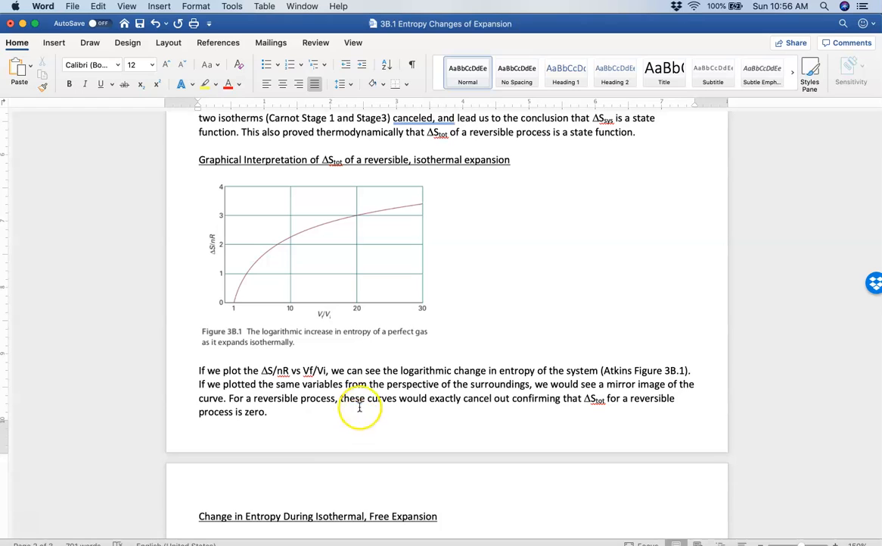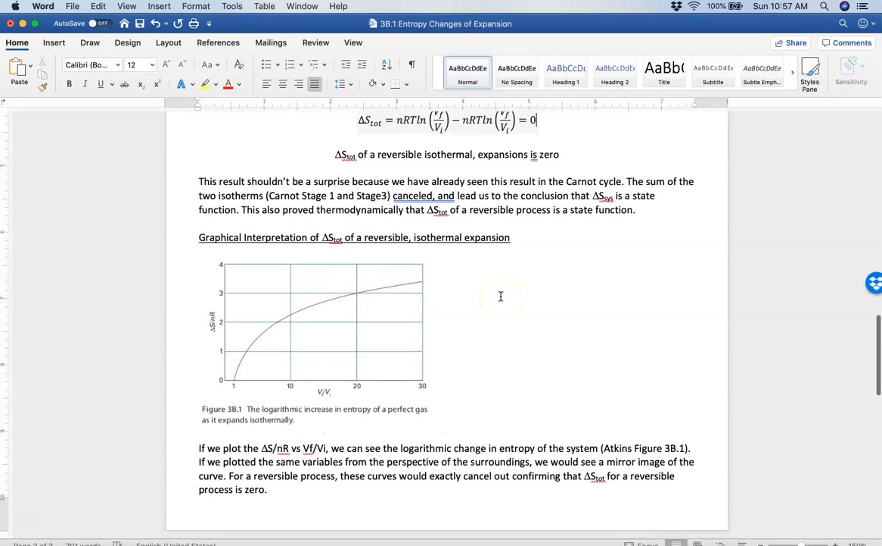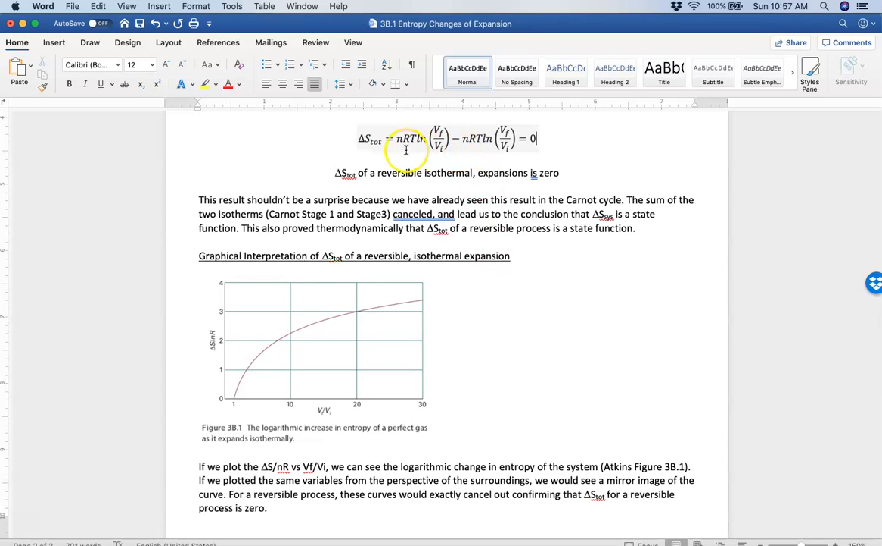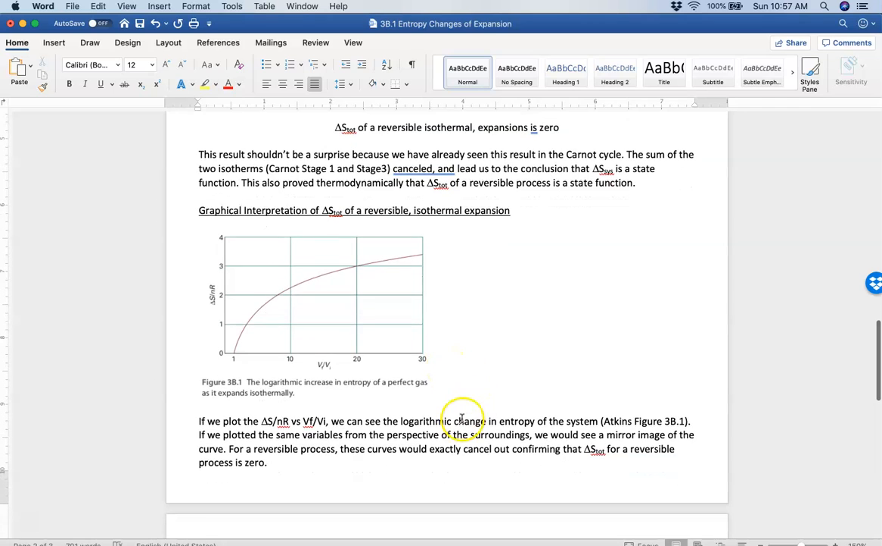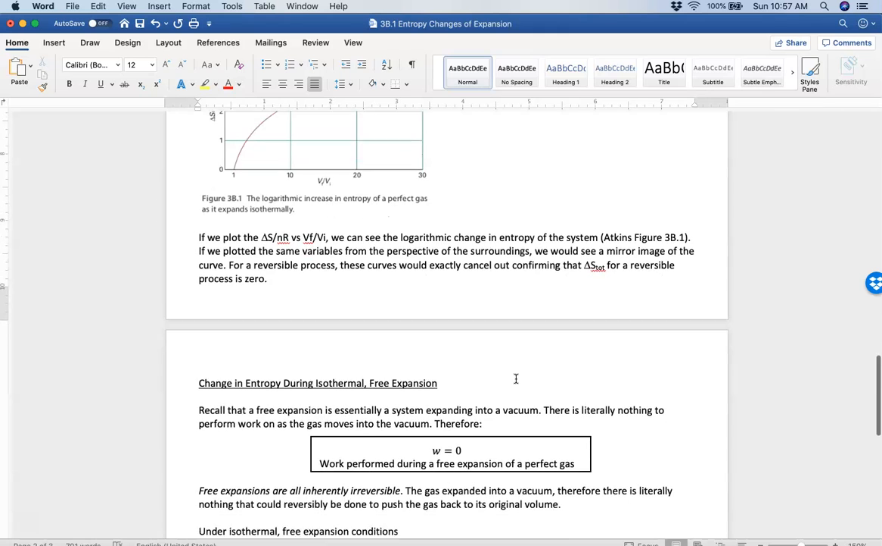So if we plot the same variables from the perspective of the surroundings, though, so this is not on the graph, but we can imagine this, you would see a mirror image of the curve. So it would basically start up here, and you'd see a mirror image of the curve. If you added those two curves together, well, they would cancel out, and it's exactly what we're seeing in this equation up here. So both using the equation and using graphically, we can see that for a reversible isothermal expansion, the change in entropy is going to be equal to 0.